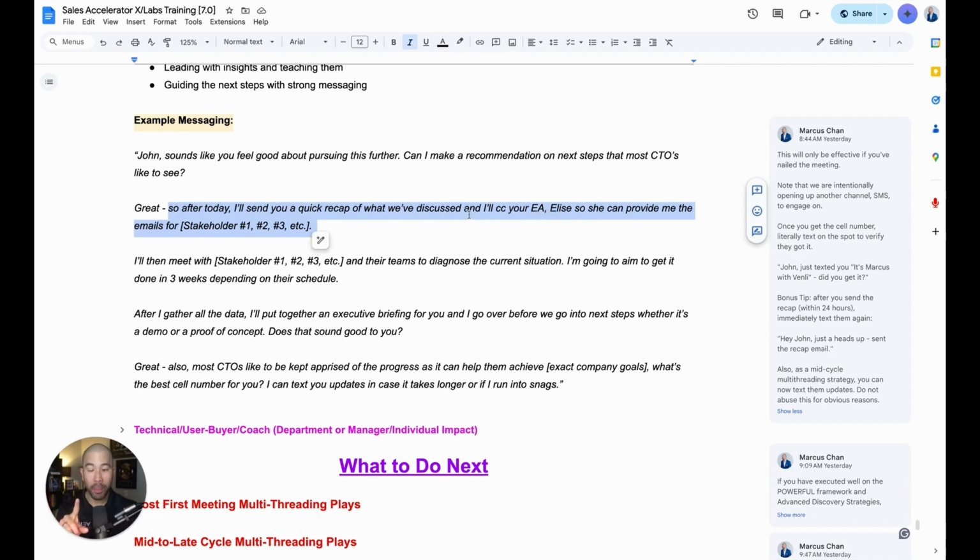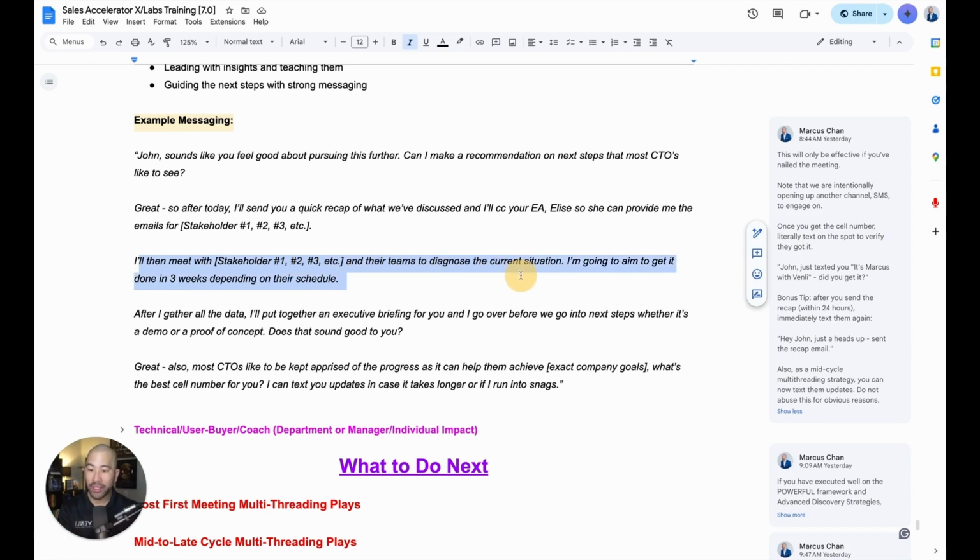Notice, you can only insert these if you have an understanding of how the organization works, and you made a hypothesis and shared it with them, about who potentially could be the other players. I'll then meet with stakeholder 1, 2, and 3 and their teams to diagnose the current situation. I'm going to aim to get that done in 3 weeks, depending on their schedule. So you just land what you're going to do.